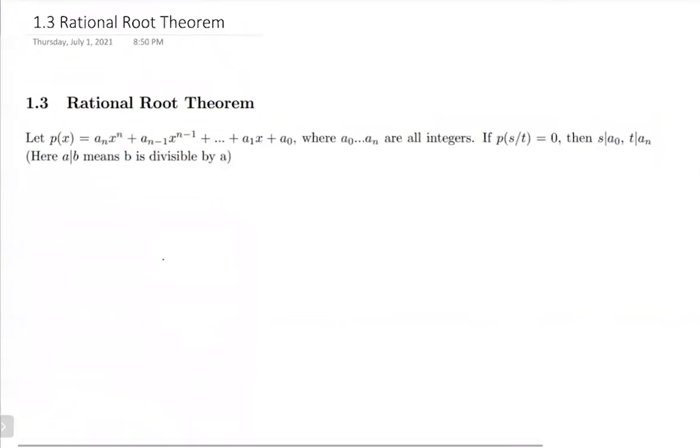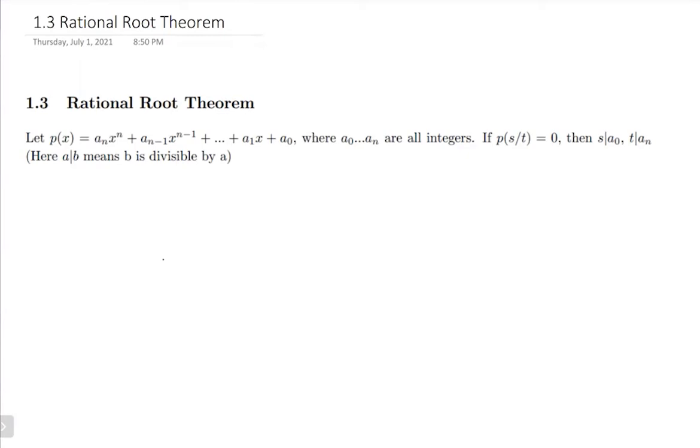So the rational root theorem, I don't know if you guys have heard of this before, but if we call the function p of x equal to a sub n times x to the nth, and so on and so forth, in other words, p of x is a polynomial where the coefficients, a sub 0 through a sub n, are all integers, then if p of s over t is equal to 0, in other words, s over t is a root of this polynomial, then s divides into a sub 0, and t divides into a sub n.